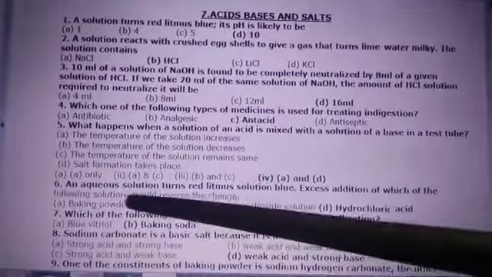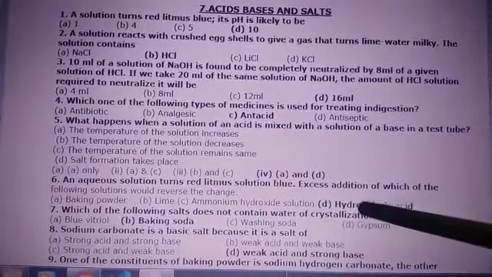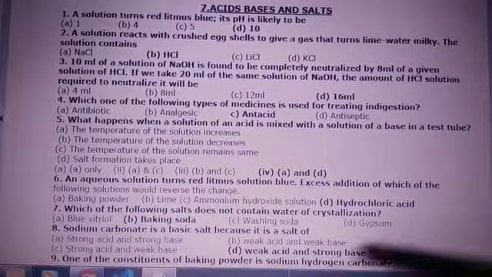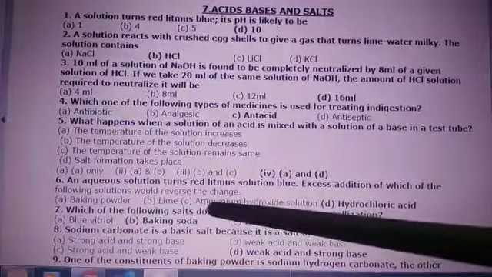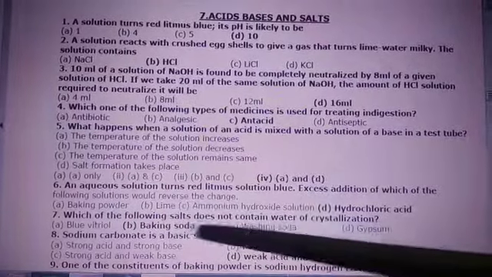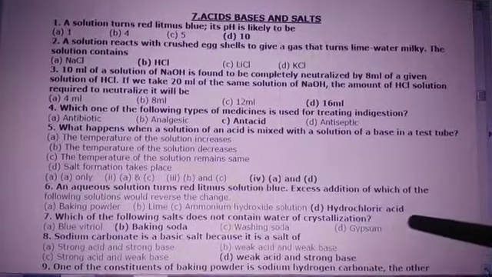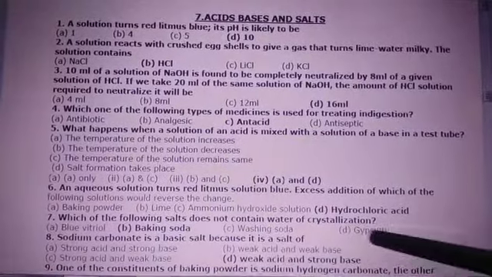6th. An aqueous solution turns red litmus solution blue. Excess addition of which of the following solutions would reverse the change? A. Baking powder. B. Lime. C. Ammonium hydroxide solution. D. Hydrochloric acid. The answer is D.